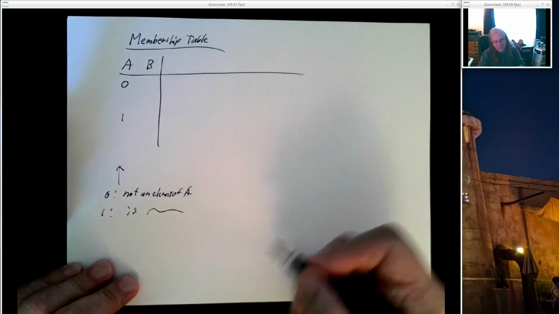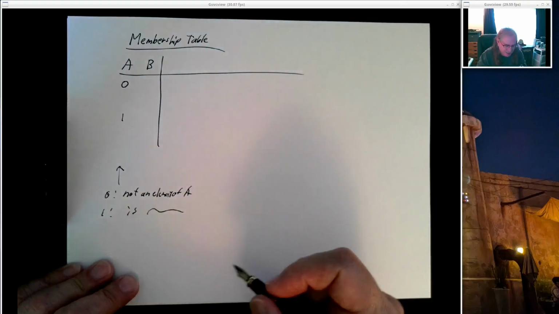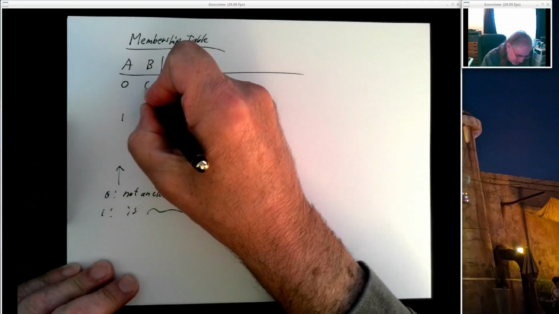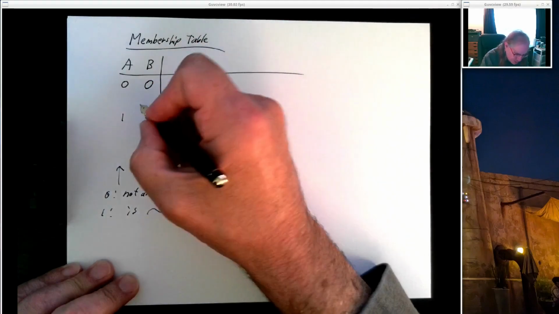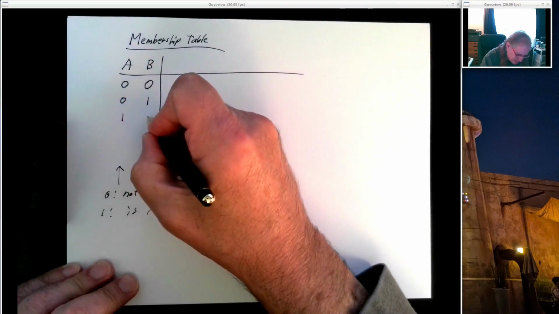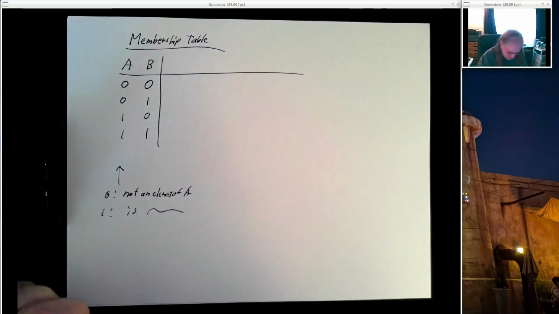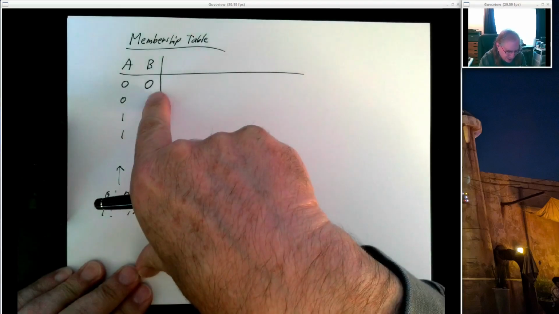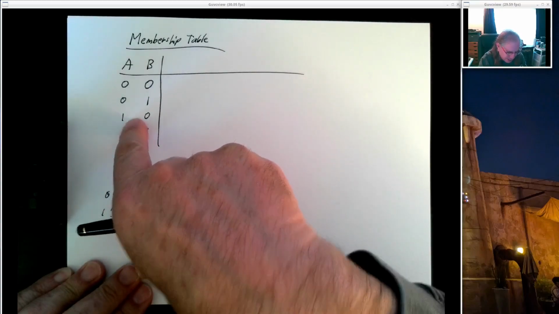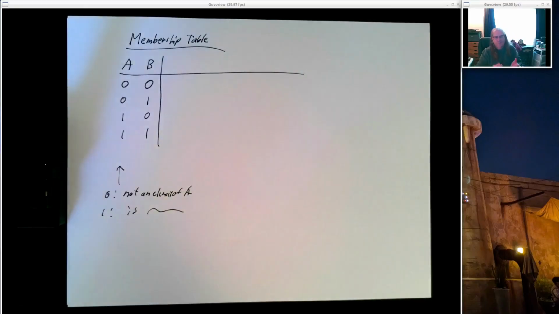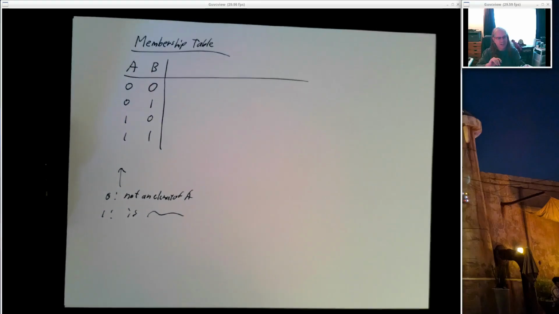And we can do the same thing for B. If this particular element we're thinking of is not a member of B, we can write a 0. But if it is a member of B, we could write a 1. And so we have 4 possibilities. It could belong to neither A nor B. It could belong to B alone. It could belong to only A, or it could belong to both. One of those 4 has to be true, and exactly one of those 4 will be true for any element we think of. Well, we can do some things with this.